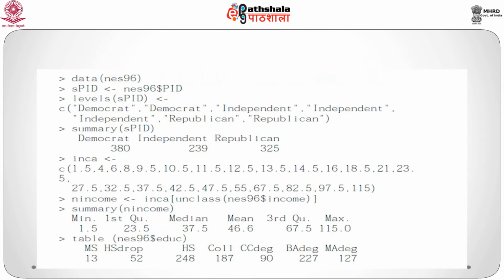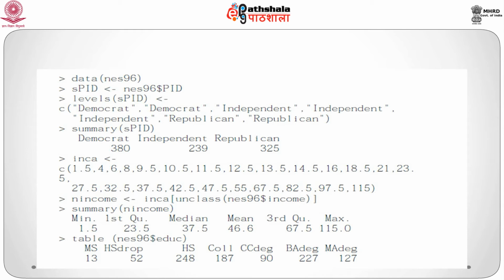Let us consider an application to the data NES96 included in the faraway library in R. The data is a subset of the 1996 American National Election Study, where for simplicity we consider the age, the education level, and the income level of the respondent. The response is the party identification of the respondent, which can be Democratic, Independent, or Republican. So note that we have a situation of nominal categories.